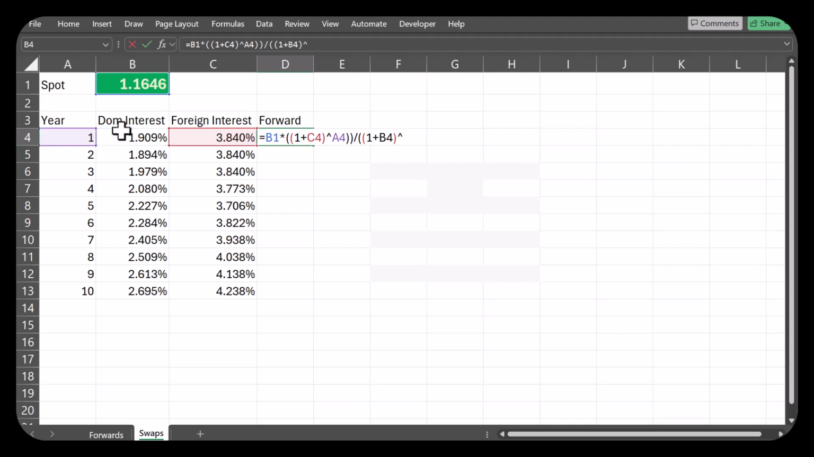Since I'm going to keep using this, let's see. Okay. Oh, I know what's wrong.